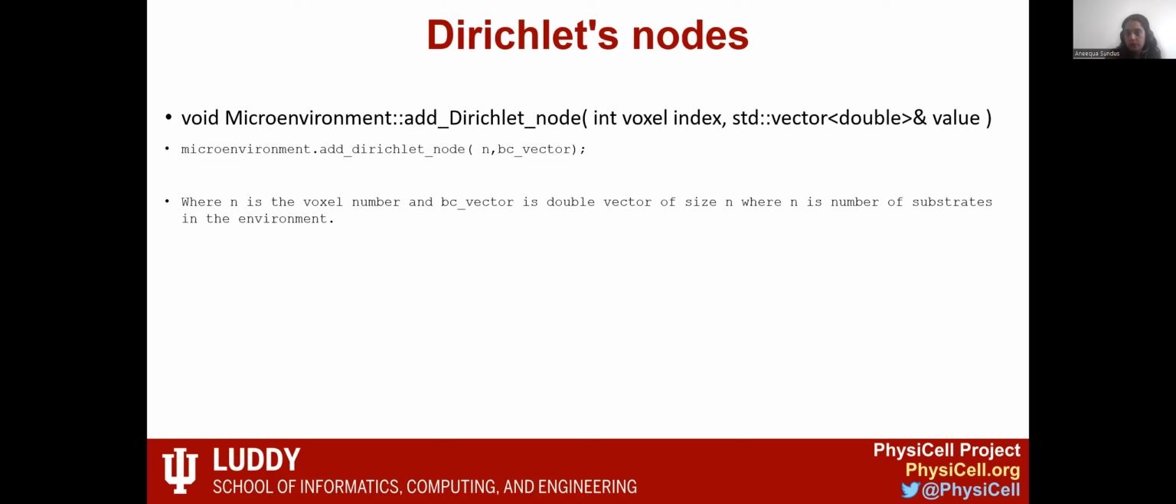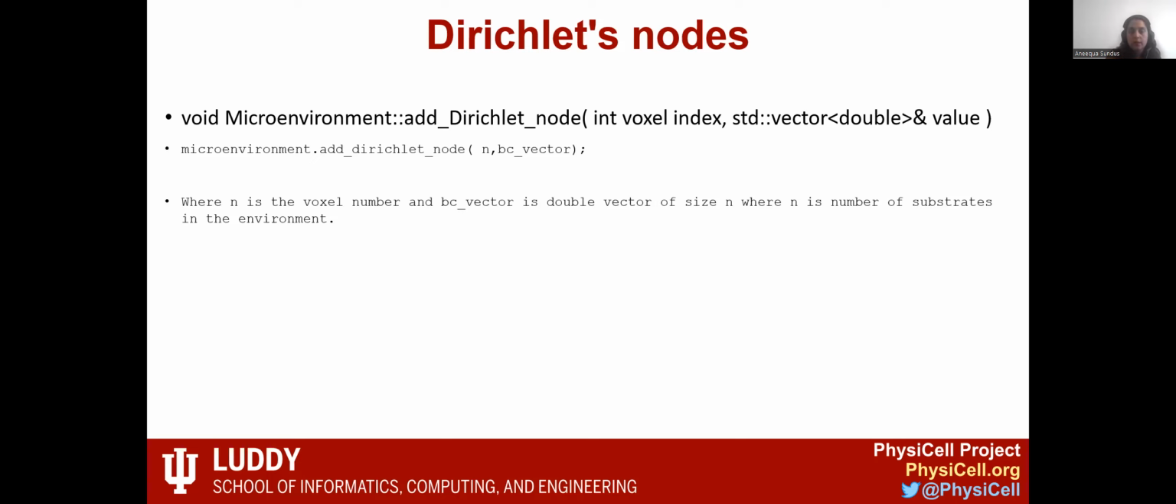So you will give the voxel, and at that voxel we will give you a vector, where the vector is of size n, and n is the number of substrates in that environment. So if you have 3 substrates, the vector would be of size 3, and it would be a double vector, and it will initialize the values at that point with these vectors: substrate 0, substrate 1, and substrate 2. And so that particular voxel would act as a Dirichlet node.